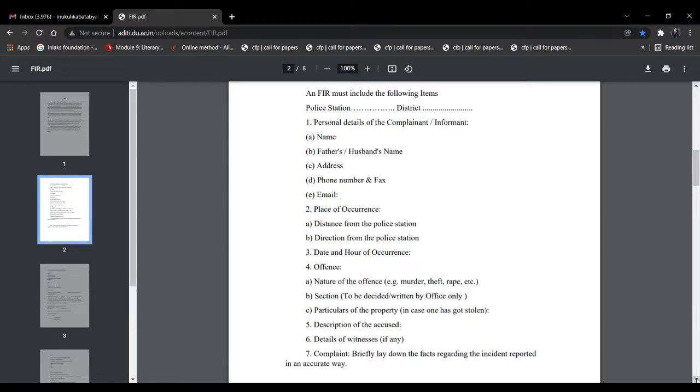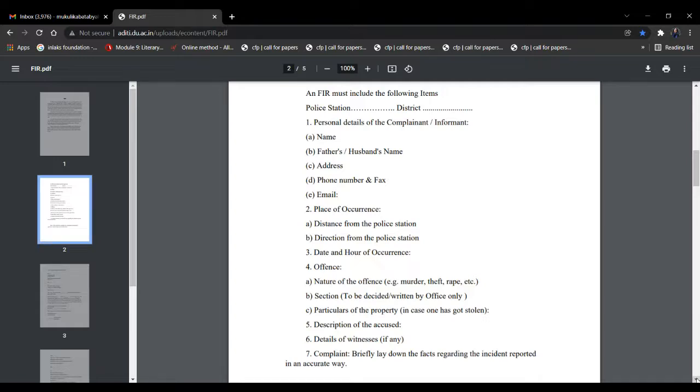Then you will write about where the incident happened. Say you were traveling in a metro from Hoskas to Vishwavidyalaya, and it is during this journey that you misplaced your file, and you notice that you misplaced your file after you got down at Vishwavidyalaya. Then you have to say it happened in this train journey. Then you will write about the distance from the police station, direction from the police station, like the geographical details you will have to mention.